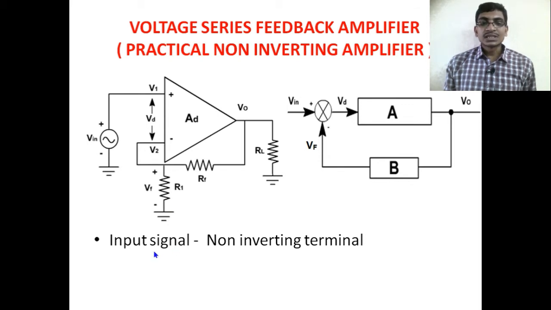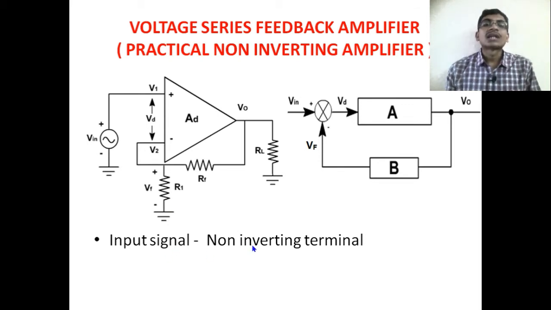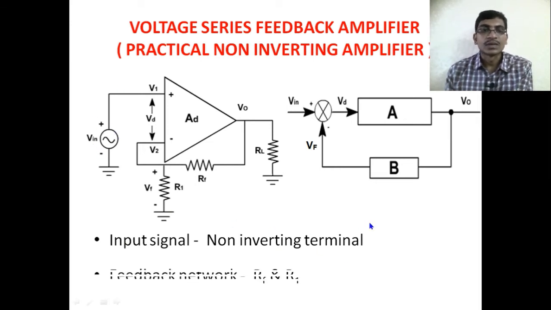In the voltage series feedback amplifier, or non-inverting amplifier, the input signal is given to the non-inverting terminal. VIN is given to the V1 terminal only. The feedback network is formed by the RF and R1 resistors. So these RF and R1 form the beta feedback network.